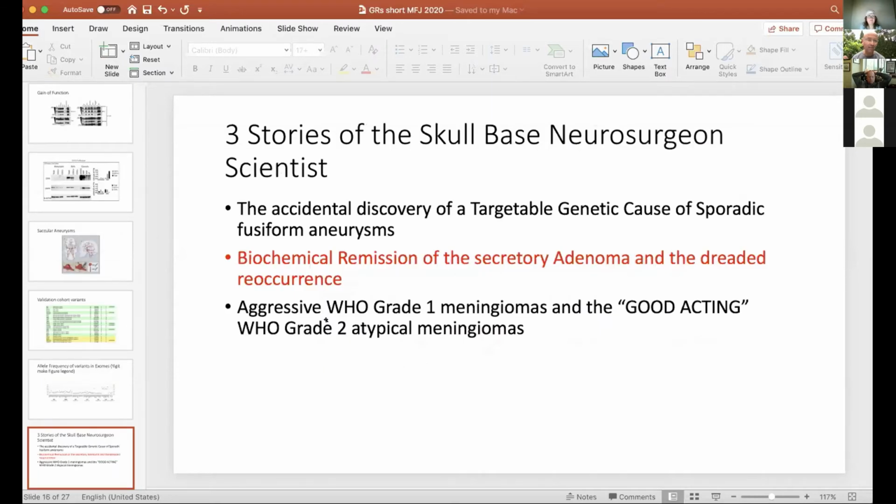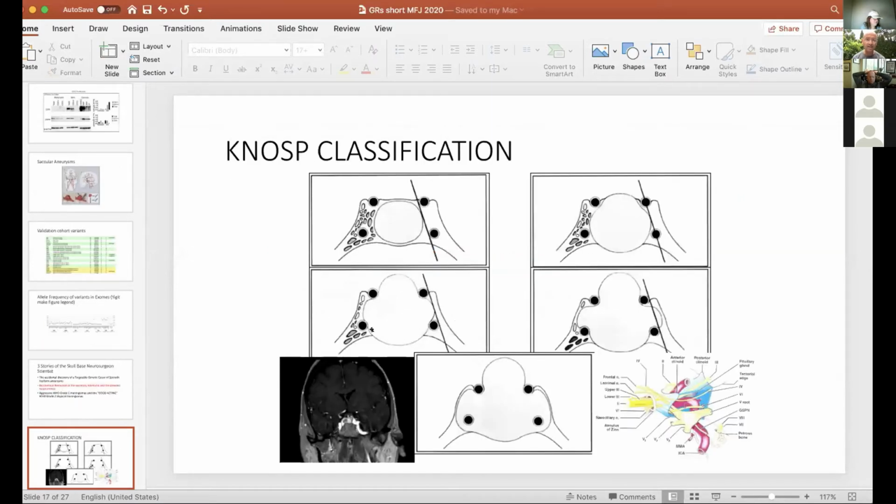Real quickly, I have 1.5 minutes. We've extended this concept to the secretory adenoma. All the residents know we aggressively go into the cavernous sinus and try our best to cure these people surgically of their secretory states. We focused a lot in the lab on acromegaly and prolactinomas, because those are very difficult tumors to biochemically reform.